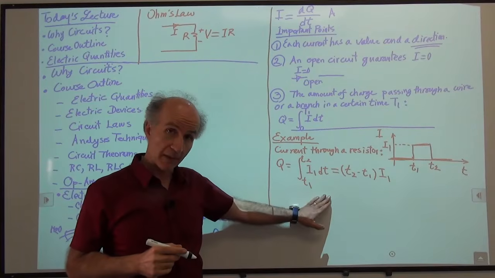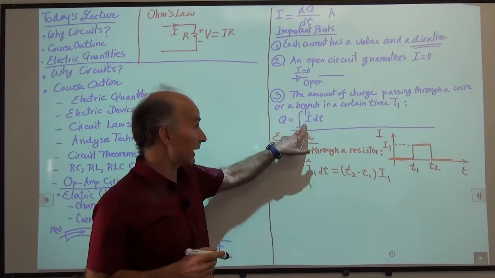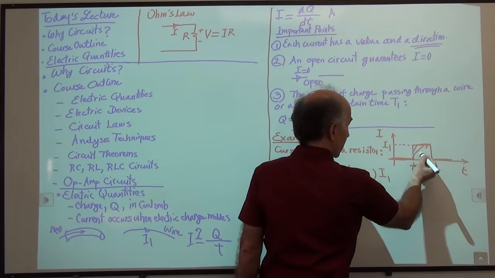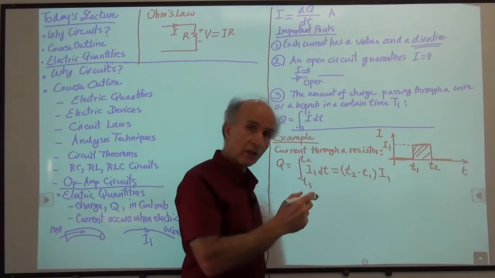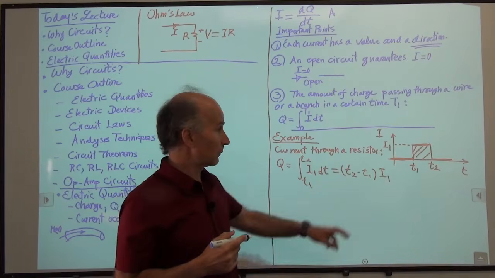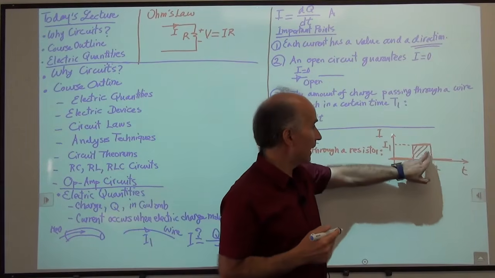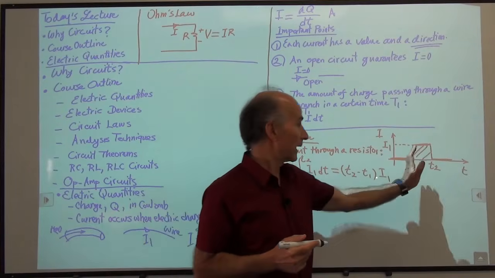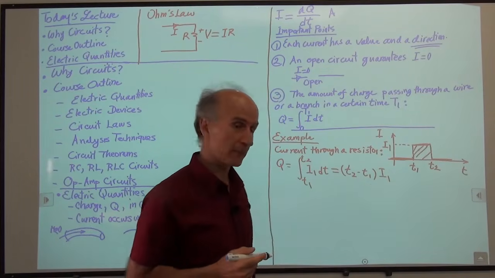But what this tells us is that, as expected, the charge is actually the area under the current plot, right? You plot the current as a function of time, and we find the area under that plot, that would be the charge from any time to any time.